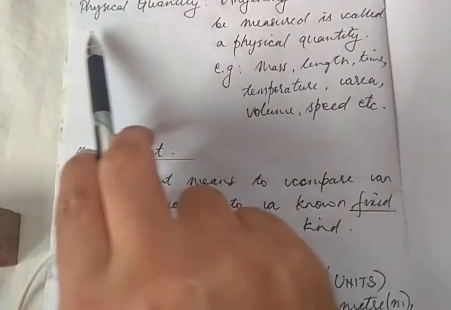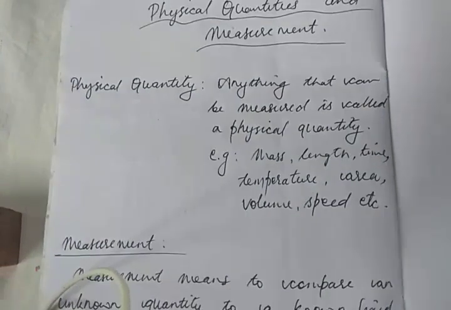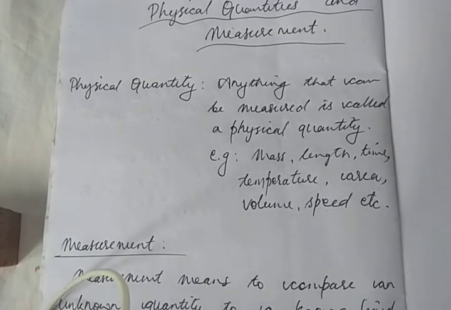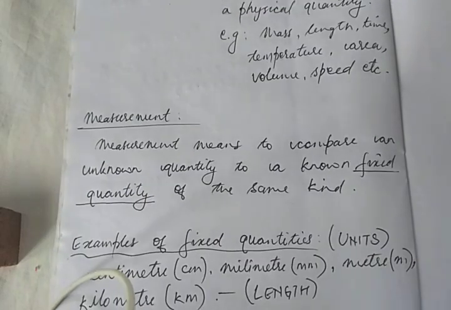So anything that can be measured is called a physical quantity. Remember, you cannot measure me. Your physics teacher can't be measured, but the mass of your physics teacher, the height, the weight of your physics teacher can be measured. So my mass, my weight, my height, these are physical quantities, but I am not a physical quantity. Remember that. Get that thing very, very clearly.